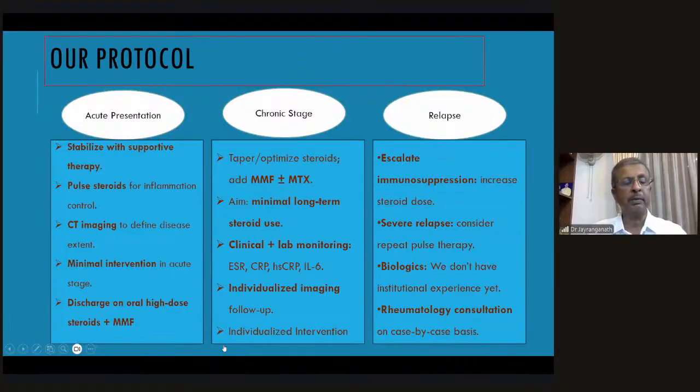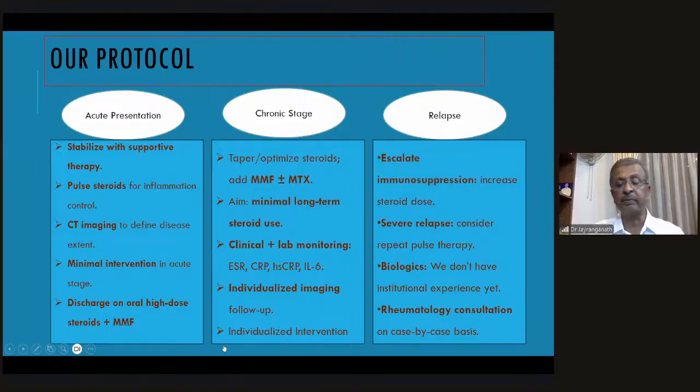So, to summarize, the acute presentation: stabilizing supportive therapy, pulse steroid, CT imaging to define, minimal intervention in the acute state, discharge and high dose oral steroids with MMF. That's what we do. Our protocol for the chronic stage: taper and optimize steroids, add MMF plus or minus methotrexate, minimal long-term steroid use, clinical and lab monitoring. This is standard, what we do.